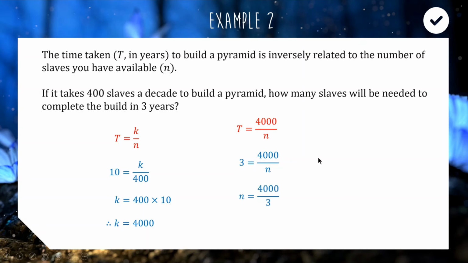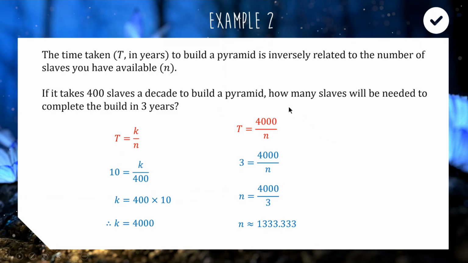We're going to have N equals 4,000 divided by 3, which is going to be about 1,333, and then 3 is going forever. Now we don't want to leave our answer like this because we can't have a third of a slave, thankfully. So I want you to think, what would be a better answer? 1,333 or 1,334?